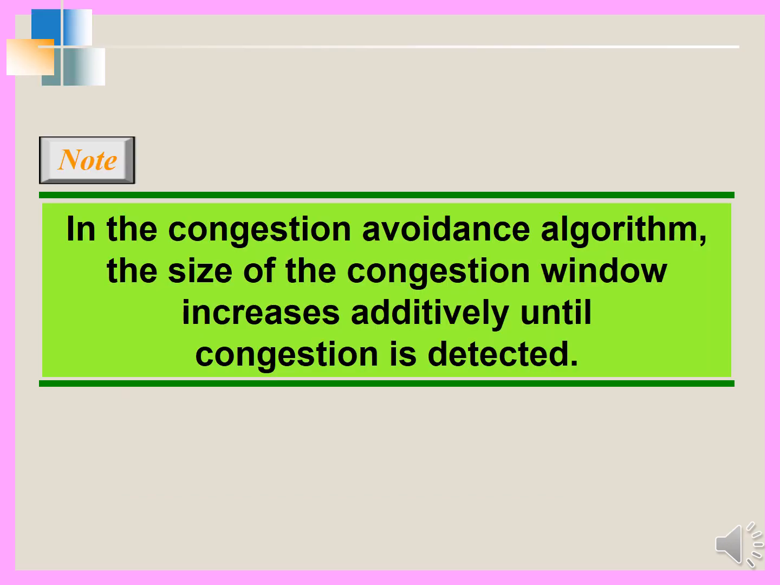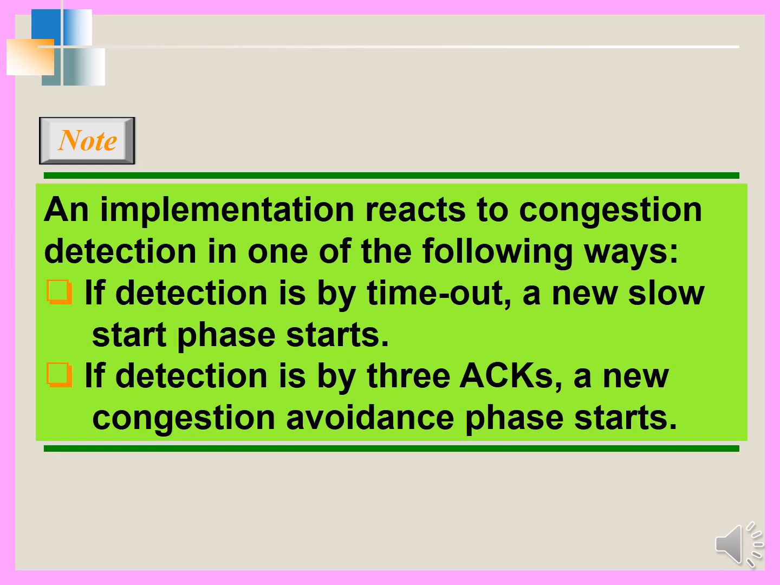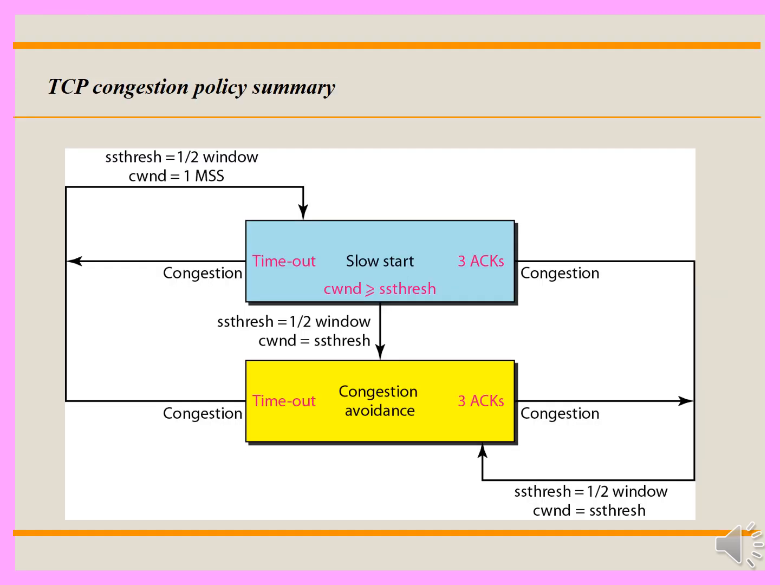In this case, in the congestion avoidance algorithm, the size of the congestion window increases additively until congestion is detected. Then the implementation reacts to congestion. That is, the next thing is detection, in one of the following ways. The first is detection by timeout, where a new slow start phase starts. The second is detection with the help of 3 acknowledgements, where a new congestion avoidance phase starts. So these are the 2 events which are carried out: congestion detection first, and then the congestion avoidance policy.